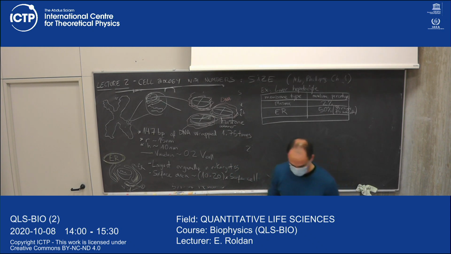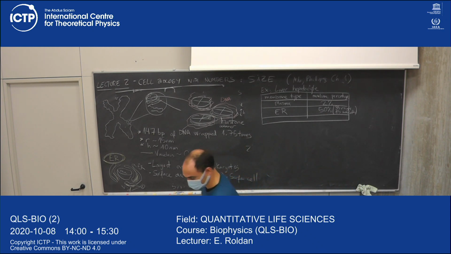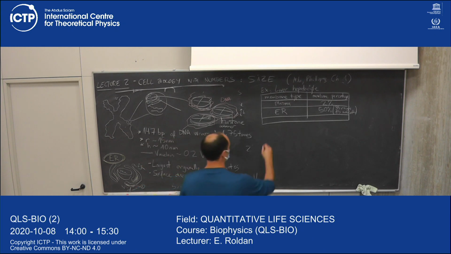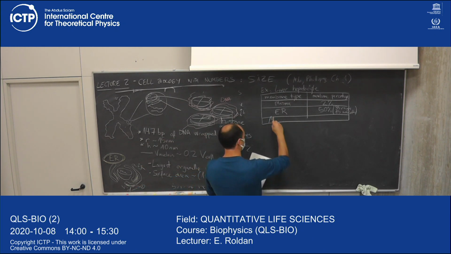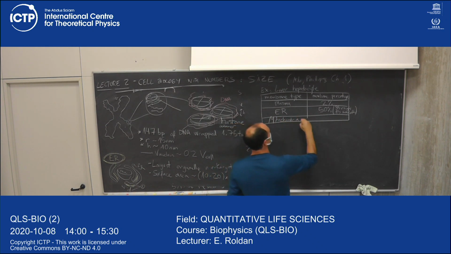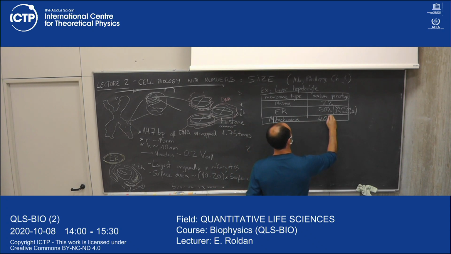The mitochondria has membranes, exactly. The mitochondria has a lot of membrane. It's 40%. It's fun. But we have more.